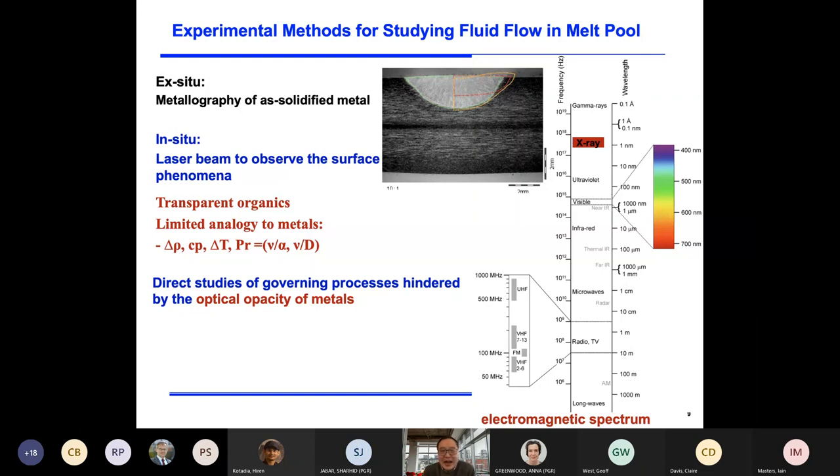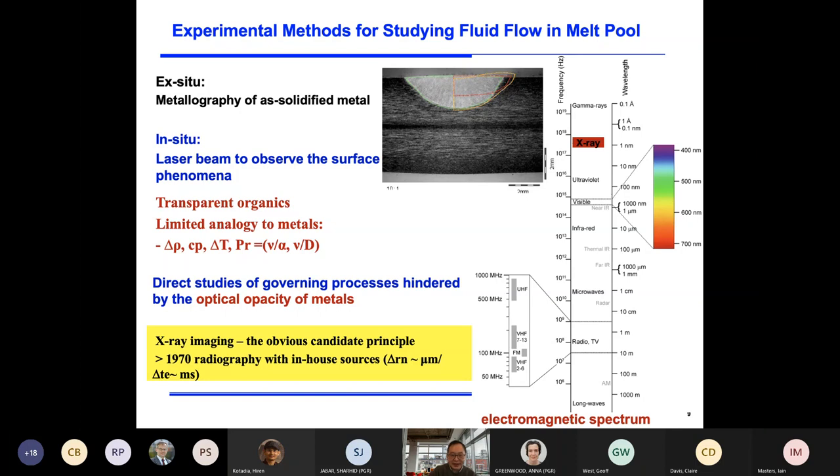So how do we characterize them? If you look at probably 10 years ago, we normally looked at ex situ methods. You can examine metallography of the solidified weld and try to trace out the flow, but this is an indirect method. In the early days, people also used a laser beam to look at surface phenomena, but then you will not be able to see the internal flow. Internal flow can be very different from the surface flow, right? And then people tried to use organic materials, but then you are limited to analog systems, right?